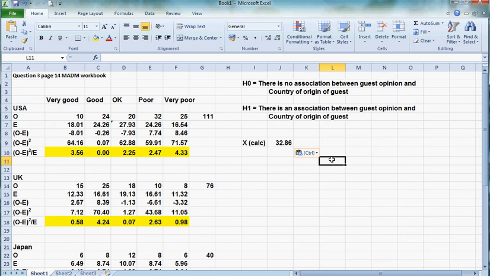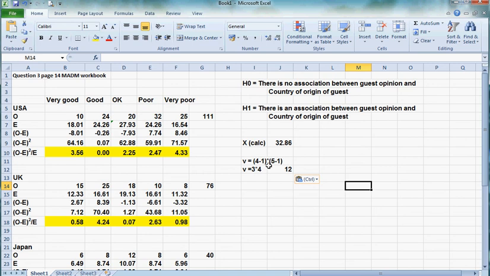The degrees of freedom for the chi-square test of independence is the number of rows minus 1 multiplied by the number of columns minus 1. So in our example, we have got 4 rows. They are the observed values for the USA, the UK, Japan and other. And we've got 5 columns, the observed values for very good, good, okay, poor and very poor. So rows minus 1 is 3, columns minus 1 is 4, 3 times 4 is 12.